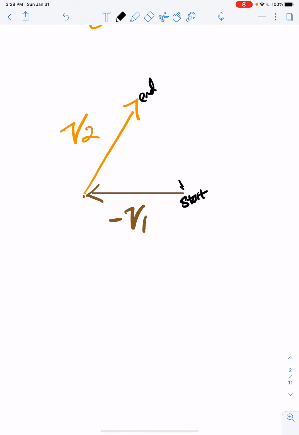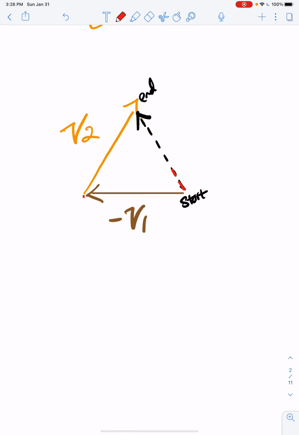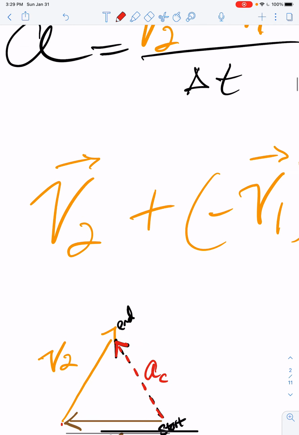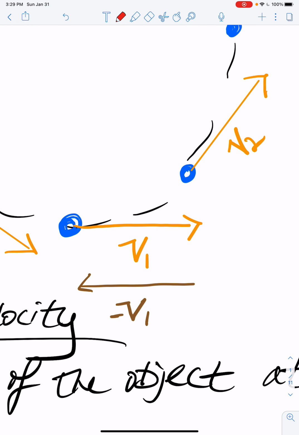We take a dotted line like this, and point it just like that. And maybe I'm going to draw this in red. So what I have there is V2 plus negative V1, or V2 minus V1. And what I have there is actually the acceleration vector. And I'm going to call it A sub c right now. And then I'm going to go back up to the circle and show you where that would go. So that is the acceleration.